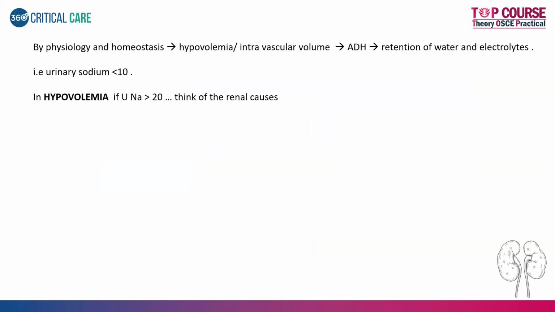So in physiological state, because of maintenance of homeostasis, whenever there is hypovolemia or drop in intravascular volume, antidiuretic hormone is stimulated in the neurohypophysis. Neurohypophysis releases it, and that causes retention of both water and electrolytes. If the renal concentrating capacity is good, if the kidneys are functioning fine, that is usually if the urinary sodium is less than 10. If the kidney is not functioning normally, then the urinary sodium is more than 20. Then we need to think about renal causes.